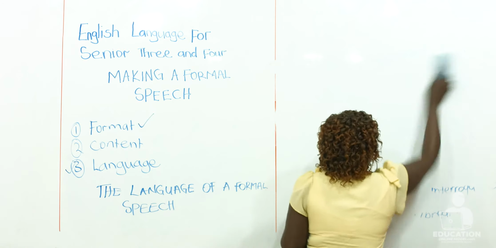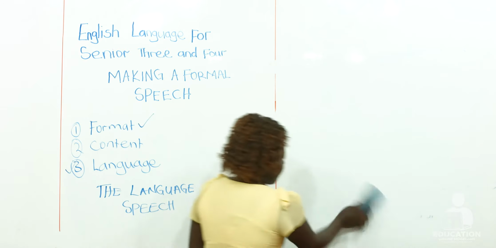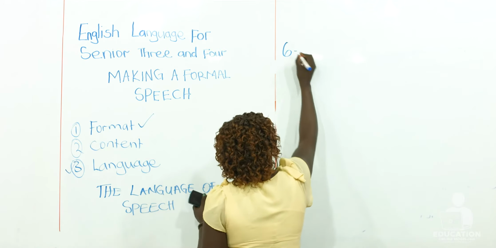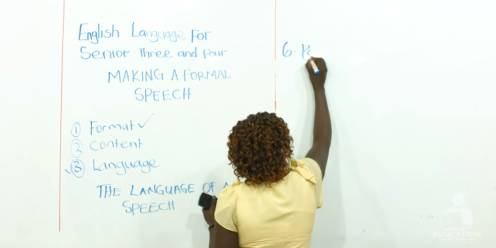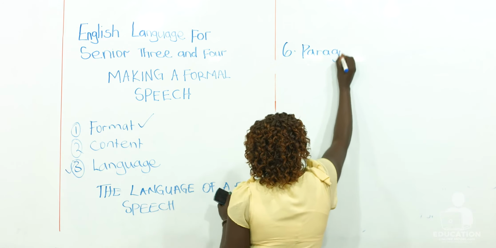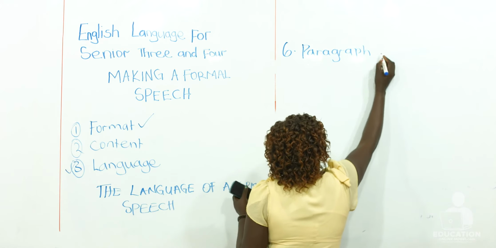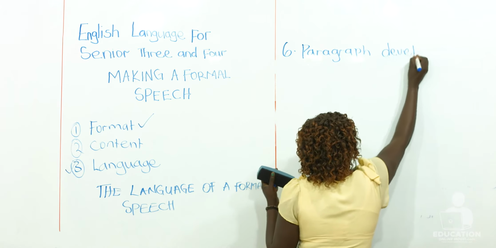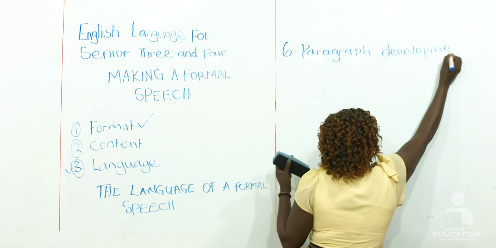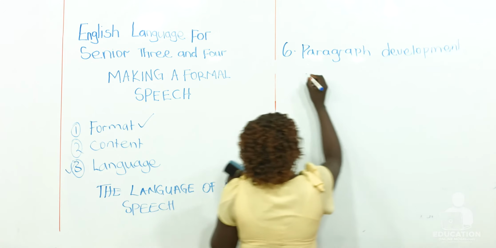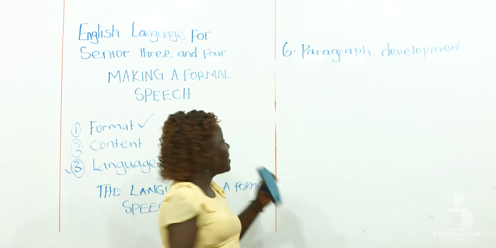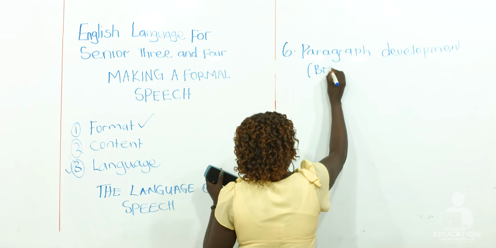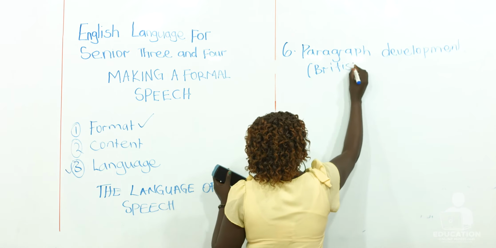Let me show you how you should write your paragraph. Our number 6 under language is paragraph development, and it must be British standard. You can even put it in brackets here.